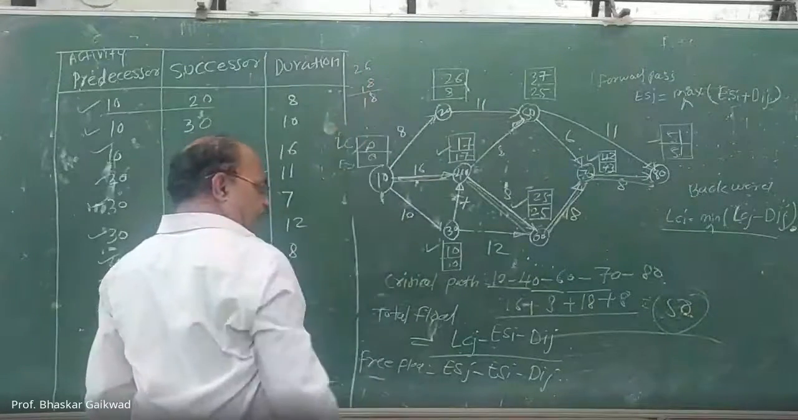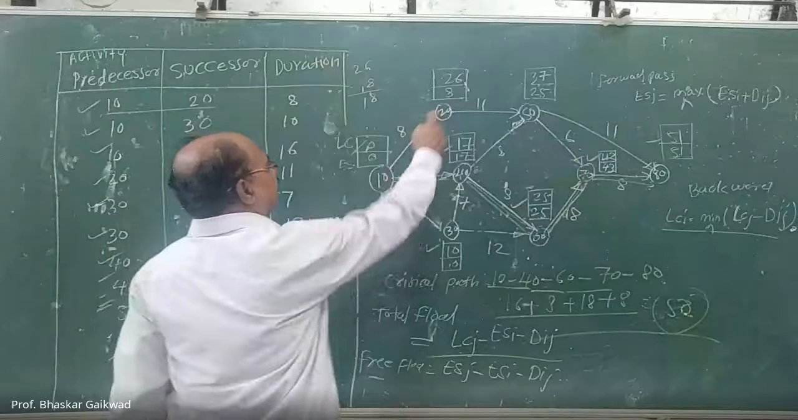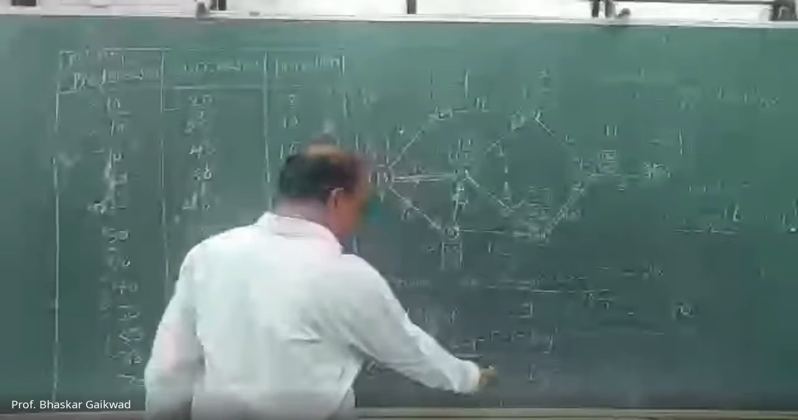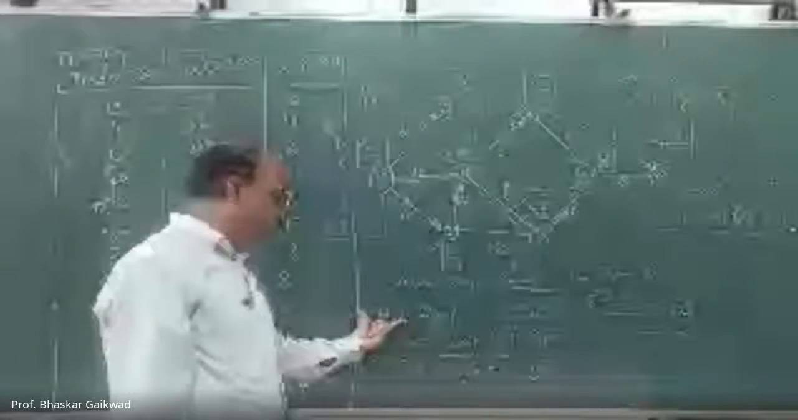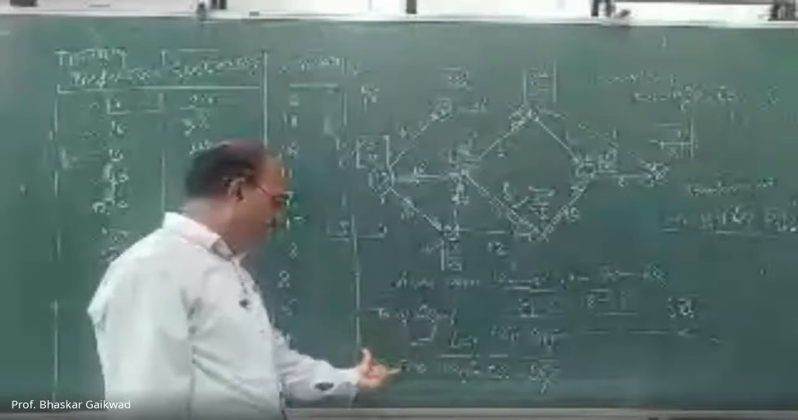So for this activity 18 is, and total float, how to calculate total float? This minus this minus this, this plus this minus this, free float. So when total float and free float are equal, then this activity is called a critical activity. Total float and free float is 0, then it is called a critical activity. So you have to calculate the total float and free float.